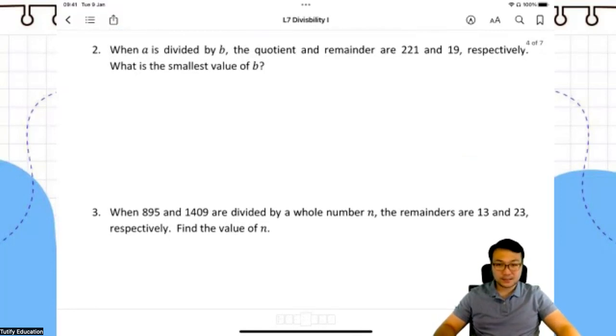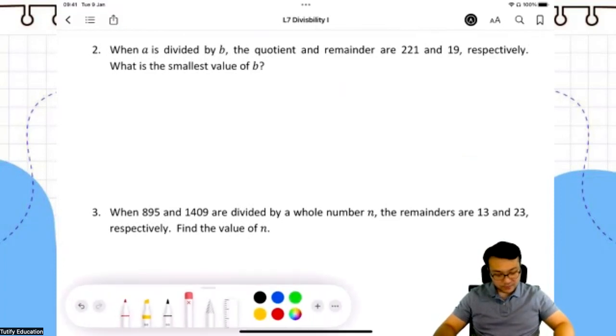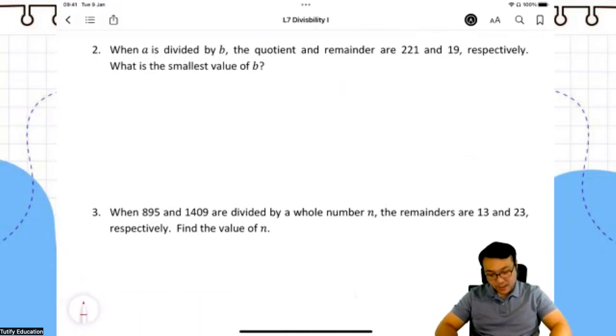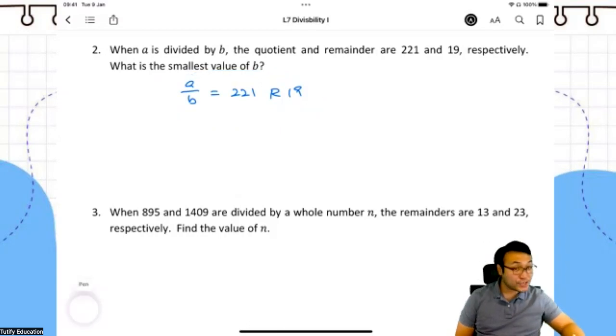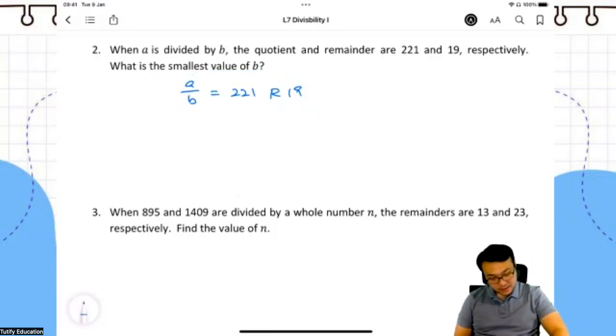Why don't I ask Shiting? All right, Shiting. Over here, they're saying that when you take the number A and you divide it by B, the quotient is 221. The remainder is 19. So, since we know this, can I rearrange? Okay, let's rearrange this statement into an equation. Let's just use another example for now.